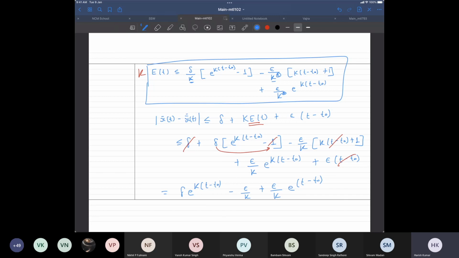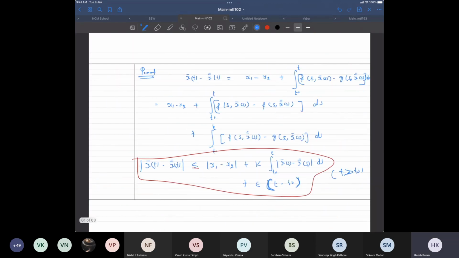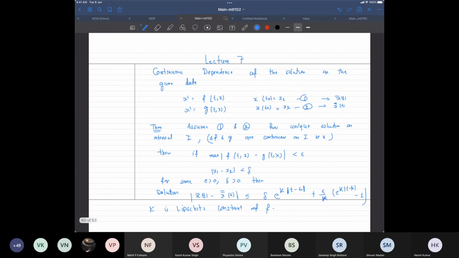So this will be equal to delta exponential k t minus t naught minus epsilon by k exponential k t minus t naught minus 1. Okay, and this is exactly the estimate we are trying to prove.